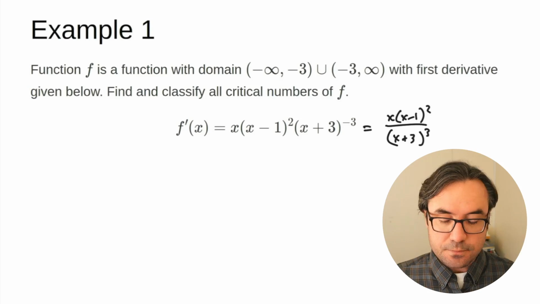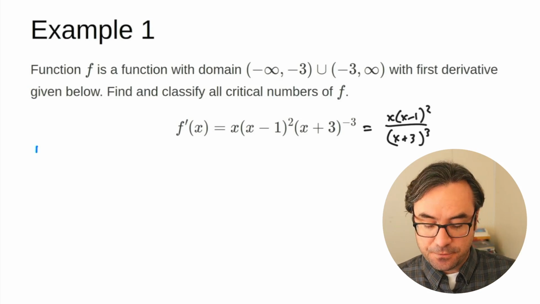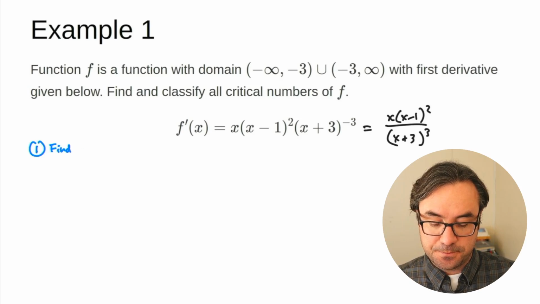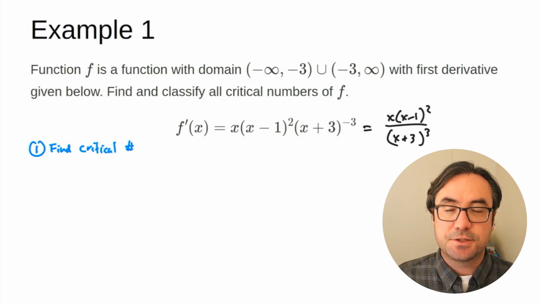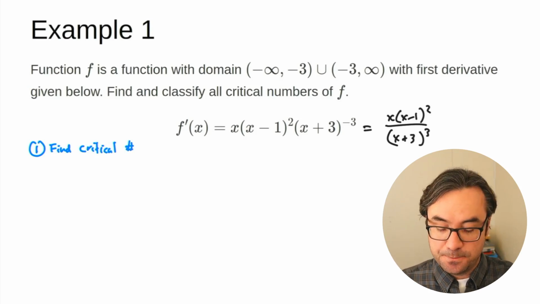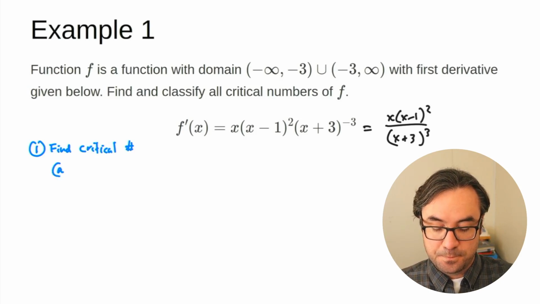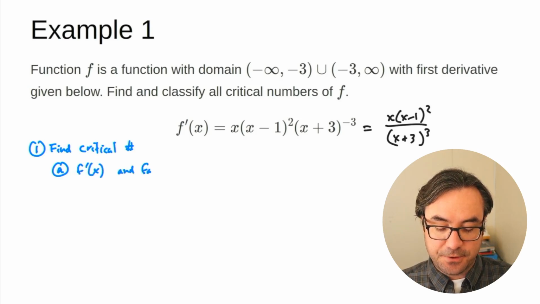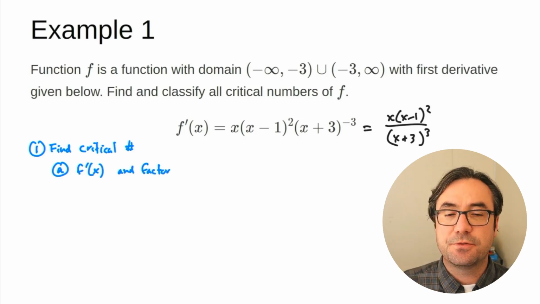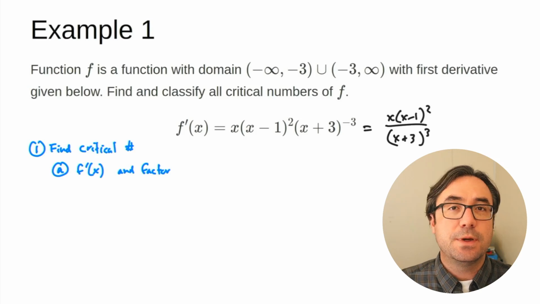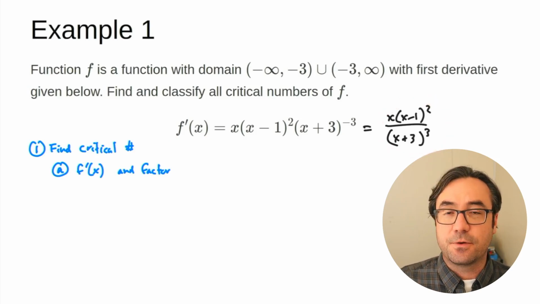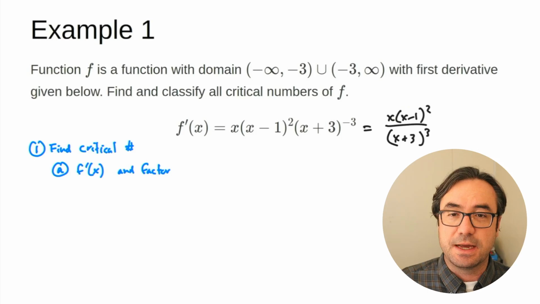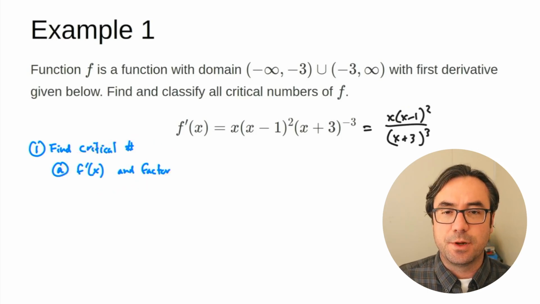So there's two parts to this. First, we want to find the critical numbers. Finding the critical numbers means we want to calculate f prime and factor it. That's the first thing we should do if we're trying to find the critical numbers for a function: we have to calculate its derivative and factor. Now we're given the derivative here, and it's already nicely factored for us, so we don't have to do this in this example. But normally we have to do a little bit of work here.